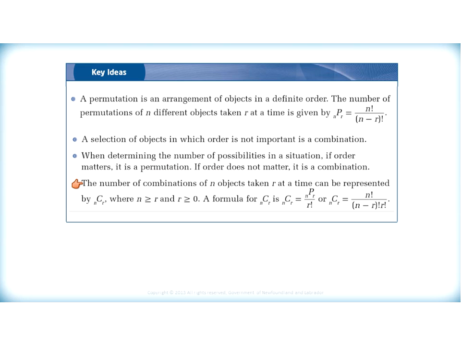The number of combinations of n objects taken r at a time can be expressed by the C of n choose r. Again, note that n is greater than or equal to r and r is greater than or equal to 0. A formula for the C of n choose r is, notice how that's written. I already explained that one to you. The C of n choose r equals P of n choose r over r factorial, or the C of n choose r equals n factorial over n subtract r factorial times r factorial. That's the one that you'll use most often.